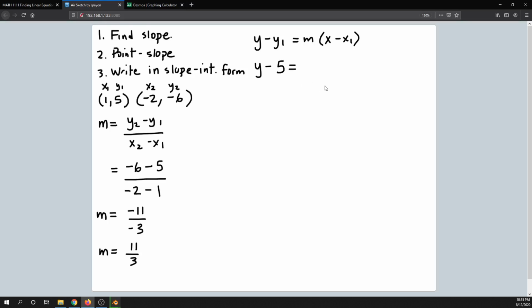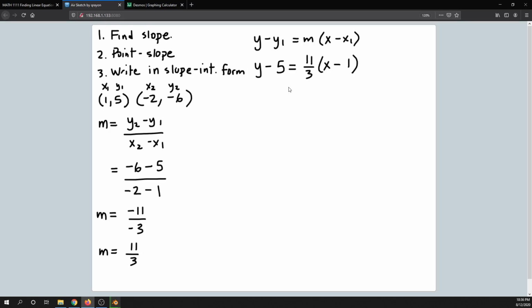M, the slope, is 11/3. And x1 is 1. Okay, and so there we've got an equation of the line. Like I said, if that's all they're asking for, well, there you go. There's an equation of the line, but there's going to be plenty of times where they're going to ask you to put this in the slope-intercept form.